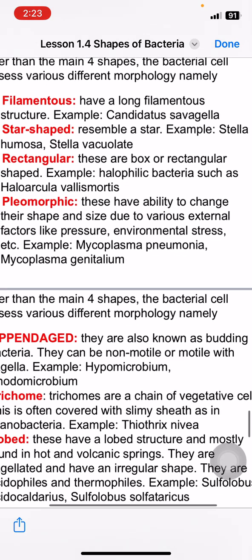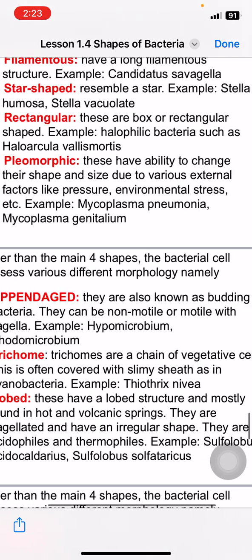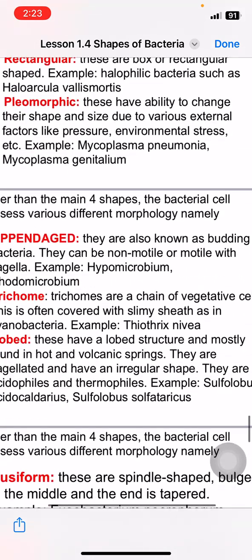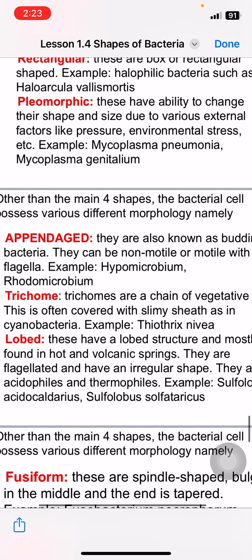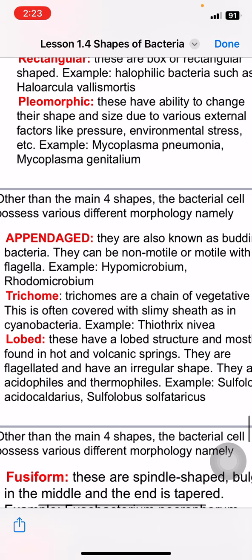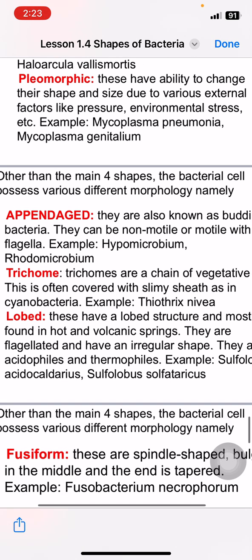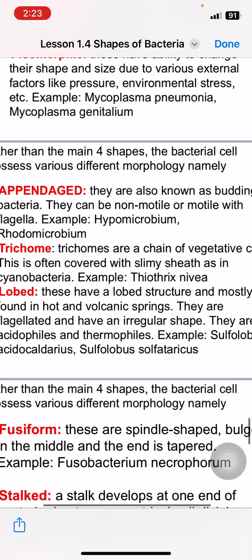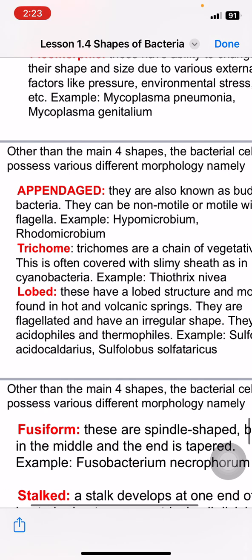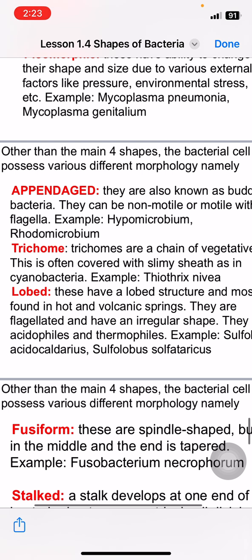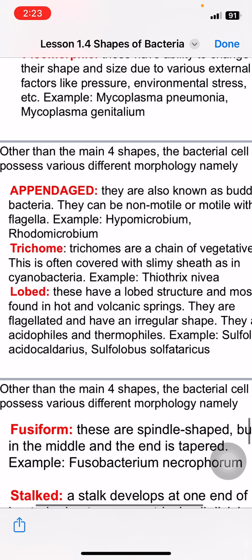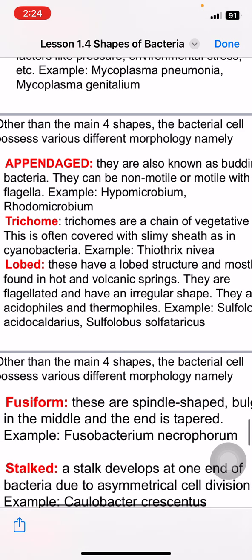Okay? So aside from these four shapes, there are also other main shapes of bacterial cells that possess various different morphologies, namely appendage. This appendage is also known as a budding bacteria. They can be non-motile or motile. When we say non-motile or motile with flagella, they either possess the ability to move, or they cannot move. So these are the examples.